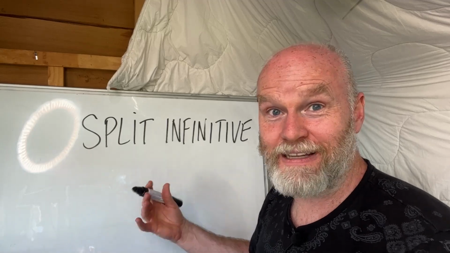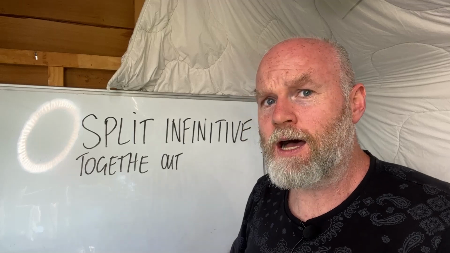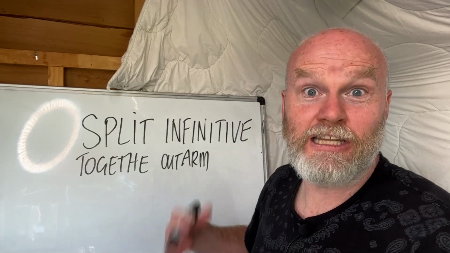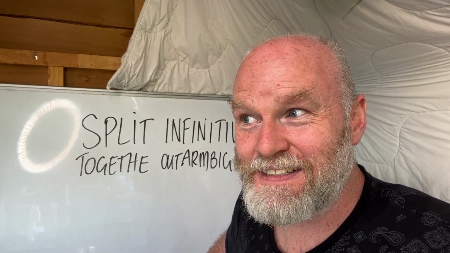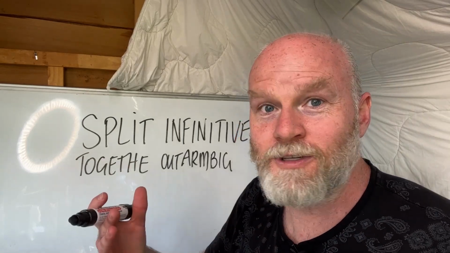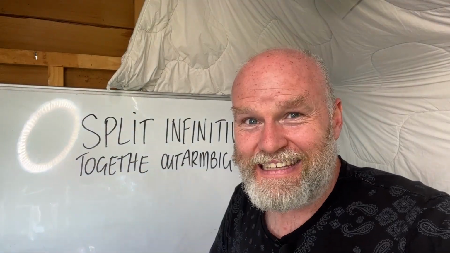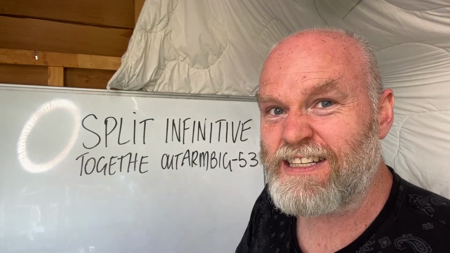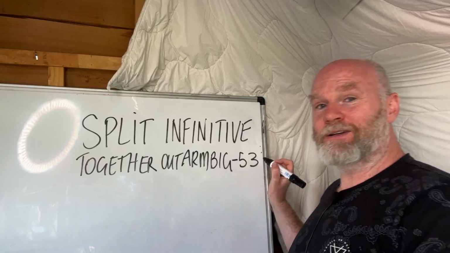So the opposite of split is together. The opposite of in is out. The opposite of a fin is an arm. The opposite of itty, ITI, itty is large or big. The opposite of V is -5 because in Roman numerals, V is 5. And the opposite of E, what's the opposite of E? I suppose you could write it backwards and it would be a 3. It's a 3. So the opposite of a split infinitive is together out arm big -53.